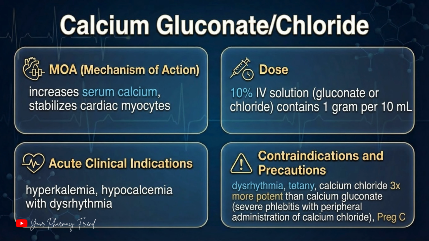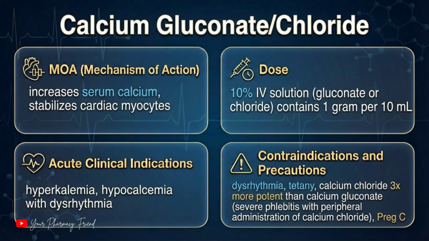Calcium gluconate and calcium chloride, which are intravenous calcium salts commonly used in emergency and critical care settings to stabilize cardiac function and correct severe electrolyte disturbances. Let's begin with the mechanism of action. Both calcium gluconate and calcium chloride work by increasing serum calcium levels.